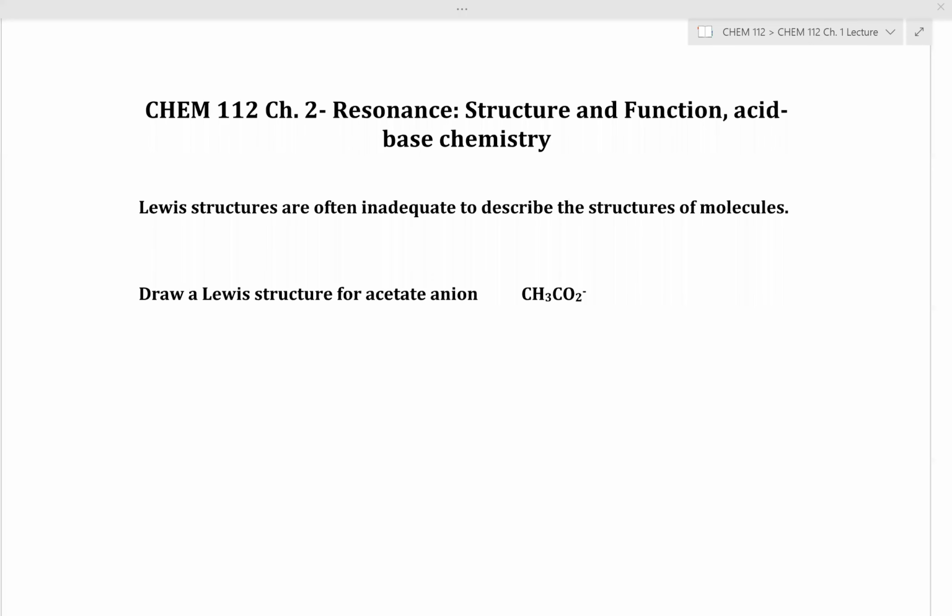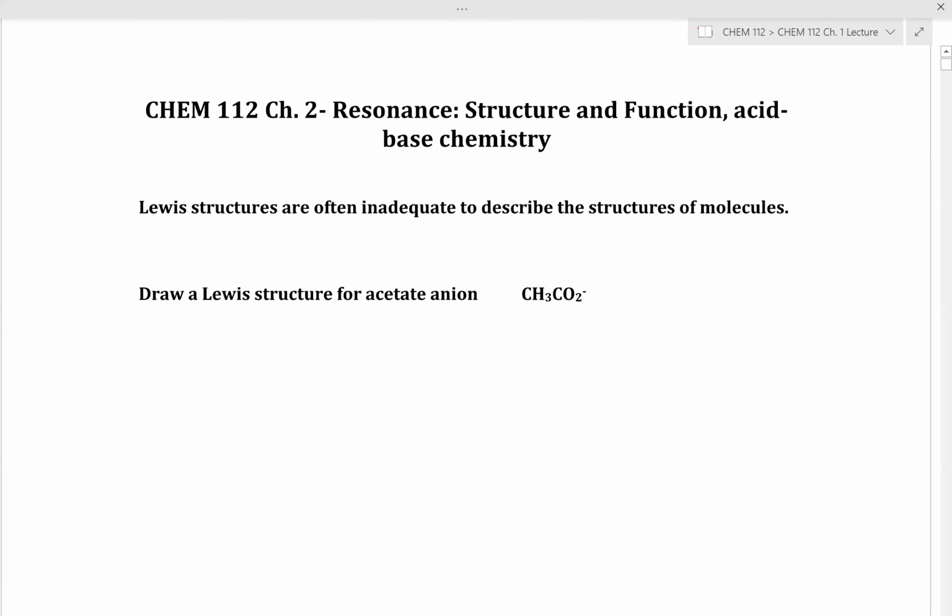Very fun chapter. It covers resonance, and the goal of this chapter is we're going to look at resonance and how resonance affects the structure, bond length, and bond strength of organic molecules. And then we're going to look at effects of structure on function by looking at various case studies in acid-base chemistry. So with that established, let's start and get a sense of why do we need to consider resonance?